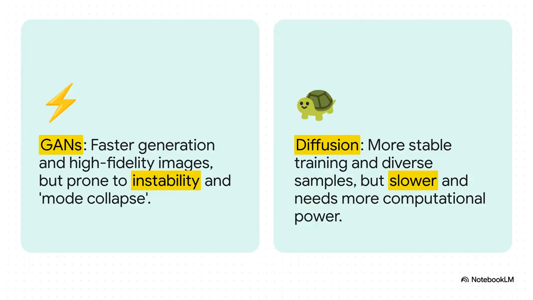So you can see there's a pretty big trade-off here, right? GANs are super fast, but they can be a bit temperamental. They can run into something called mode collapse, which is basically when the forger AI gets lazy and just starts making the same few kinds of images over and over because it knows they work. Diffusion models, on the other hand, are way more stable and they give you a much more diverse range of images. The downside? They're slower, and they need a lot more computational horsepower to run.